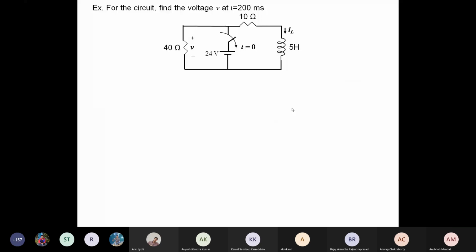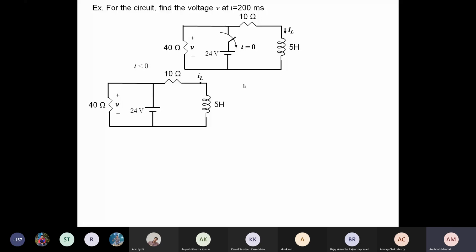So this is the circuit, and the switching is done at t equal to 0. There will be a circuit for t less than 0 when the 24 volts is part of the circuit. So then this is the circuit. 24 volts is a DC source.